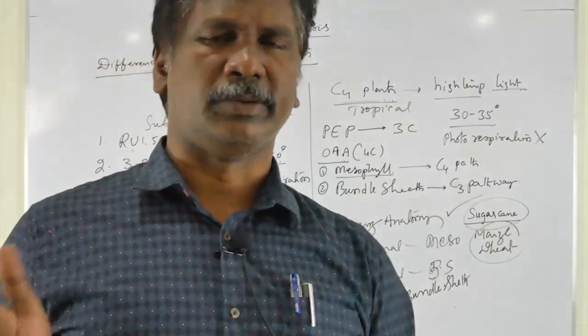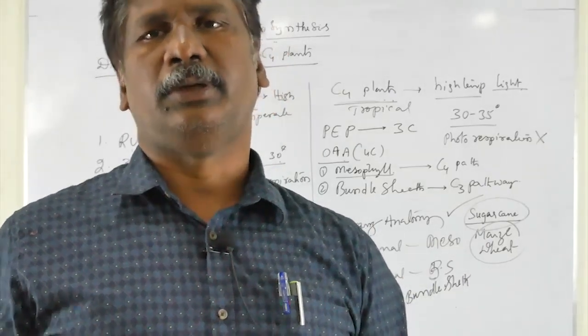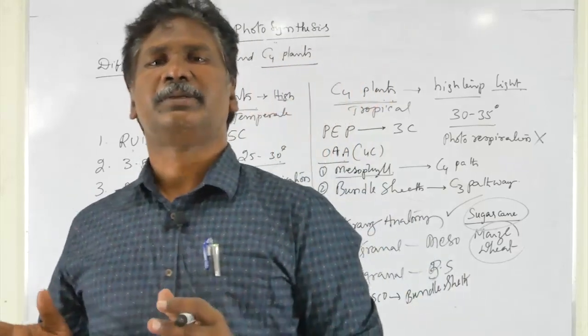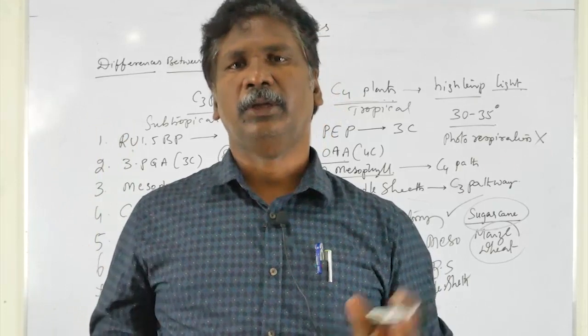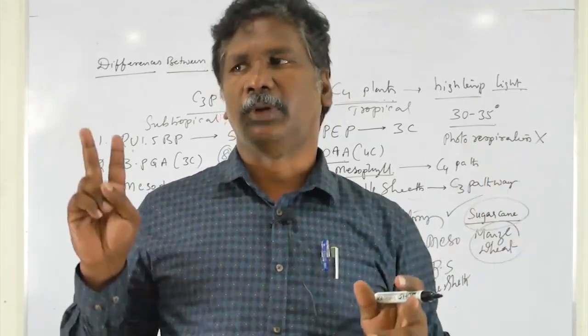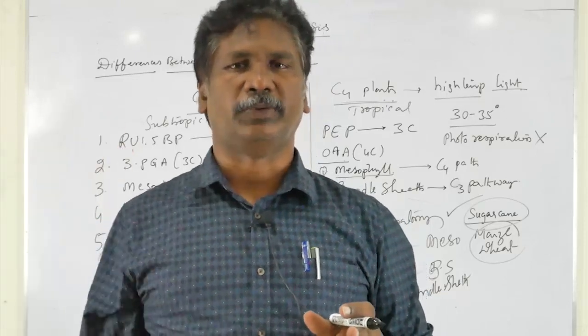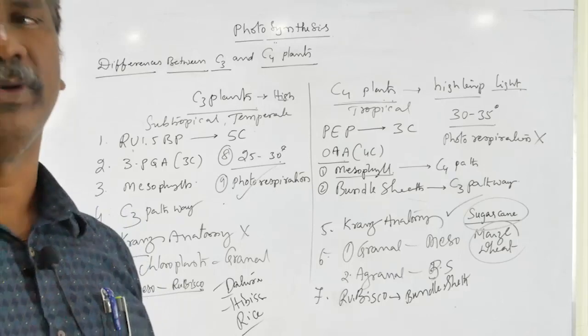So in NEET, MSET, they ask to find out incorrect or correct regarding that C3 plants and C4 plants. 2 types of cells participate in the C4 pathway. Only 1 type of cell participates in the C3 pathway. So these are the major differences between C3 and C4 plants.